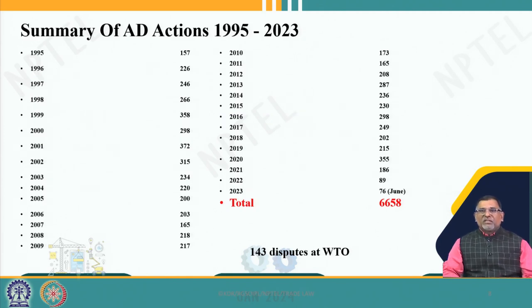Let us see what happened after 1995. I was talking about this agreement being one of the most important and controversial agreements, mainly because of the number of disputes, or what we call anti-dumping actions. From 1995 to June 2023, there are 6,658 anti-dumping actions, or complaints received by WTO members, and actions taken by 164 member countries.